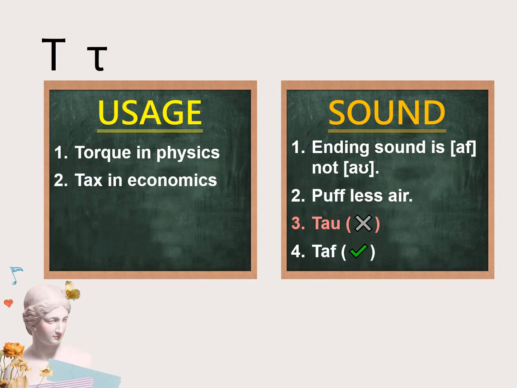Here comes the letter for the talk in physics. It can also be used to represent text in economics, since the initial sounds are all T. Your instructor may read it as tau, but the modern Greek people don't read so. Although the ancient Greek people call it tau, its modern pronunciation has been changed into taf.